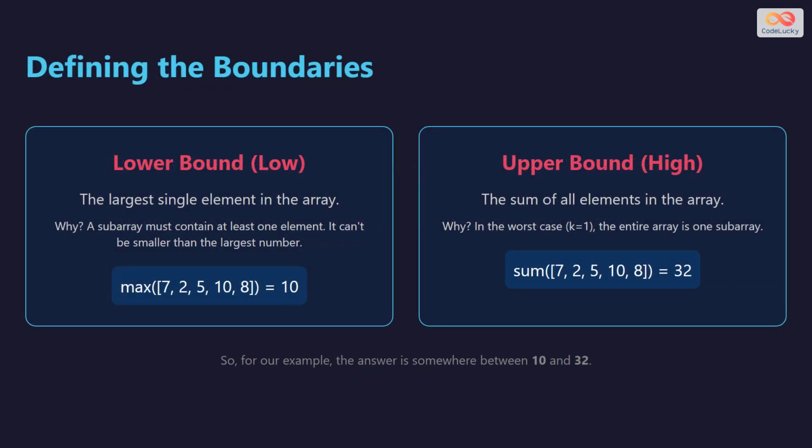To use binary search, we need boundaries. The lowest possible answer is the largest single number in the array, because a subarray can't be smaller than its largest element. The highest possible answer is the sum of the entire array, which happens if k equals 1. Our answer lies somewhere between these two values.